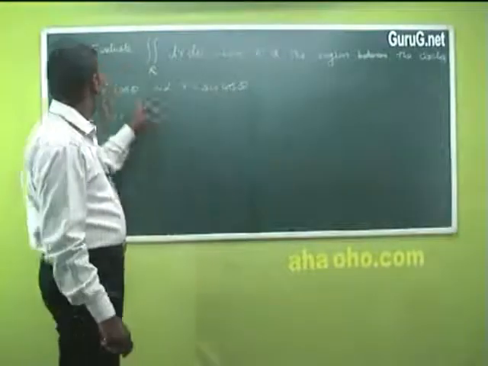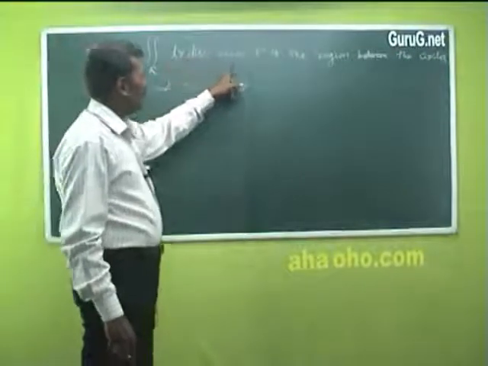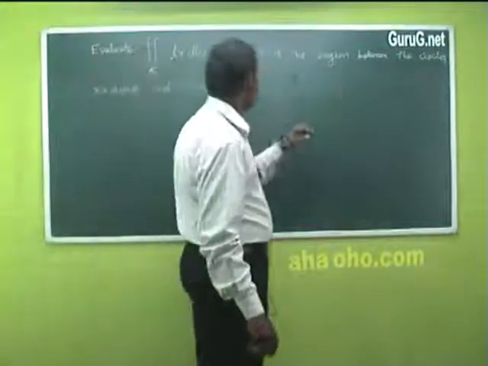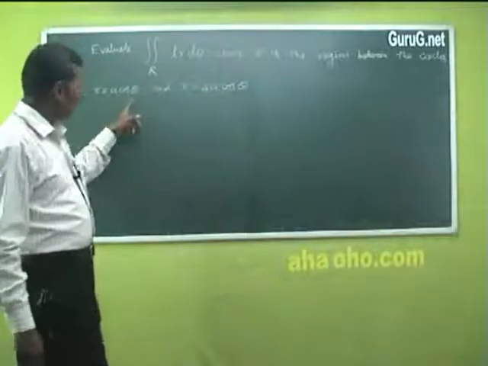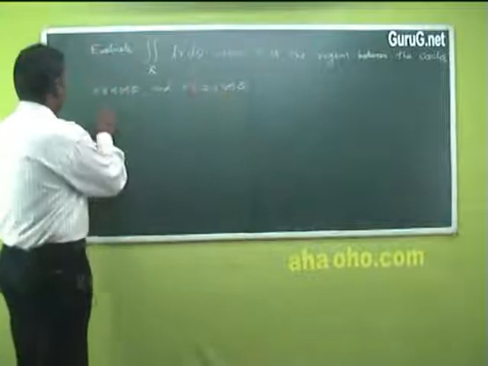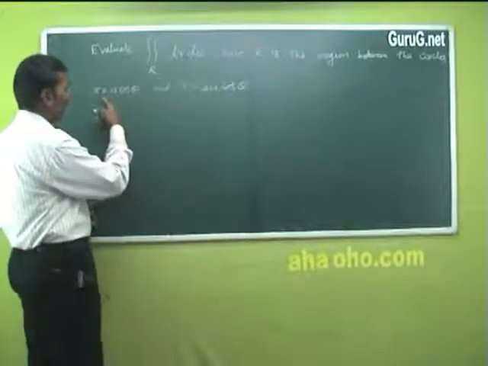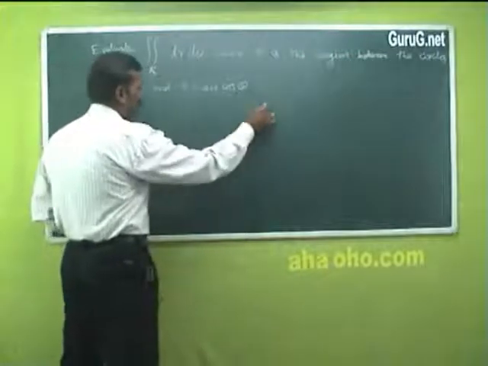Okay. So evaluate the double integral over R of dr d theta, where R is the region between the circles r equal to a cos theta and r equal to 2a cos theta. What's the region of integration? The region of integration in polar coordinates is given. r equal to a cos theta, how will it look?